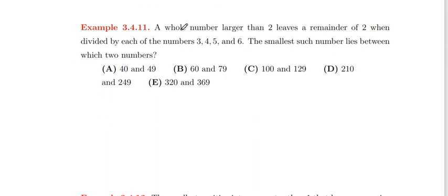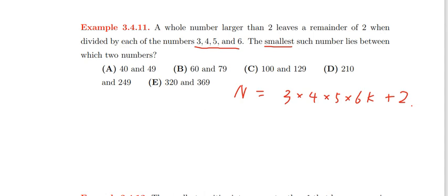Okay. So here we have a whole number larger than 2. This number leaves a remainder of 2 when divided by 3, 4, 5, and 6. So what is the smallest such number? Okay, so maybe you can say this n should be 3 times 4 times 5 times 6k plus 2.